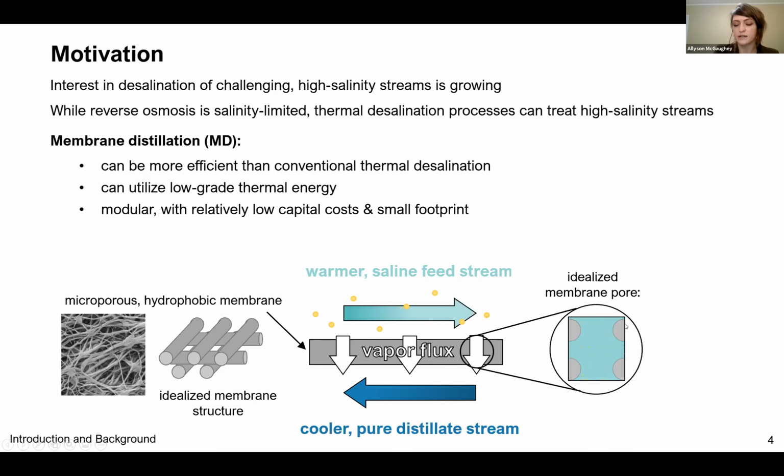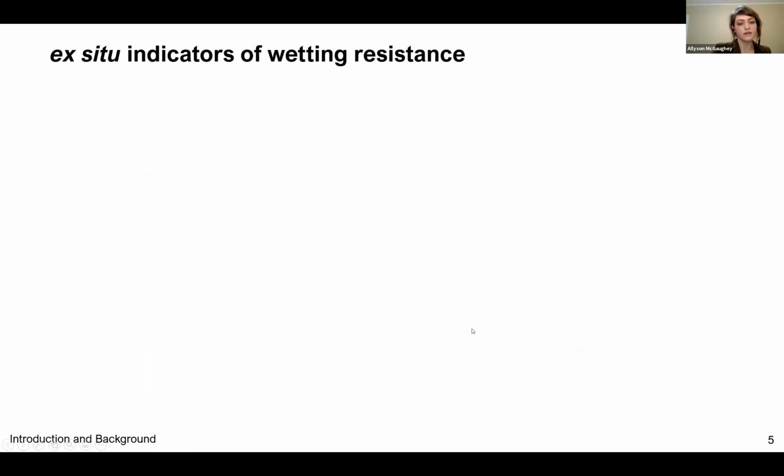However, if pore wetting occurs, liquid can penetrate through that pore, resulting in the diffusion of solutes and particulate matter smaller than the pore size through the membrane. So when pore wetting occurs, solute rejection is not achieved. So there's some goal to understand the wetting resistance of MD membranes.